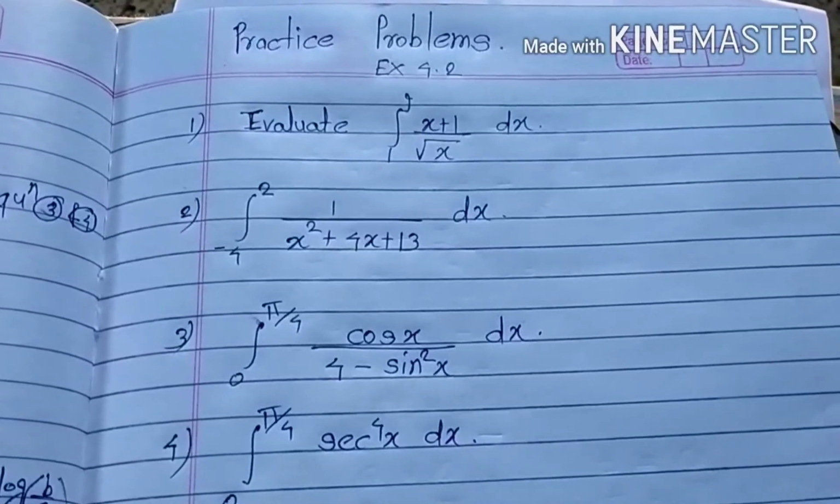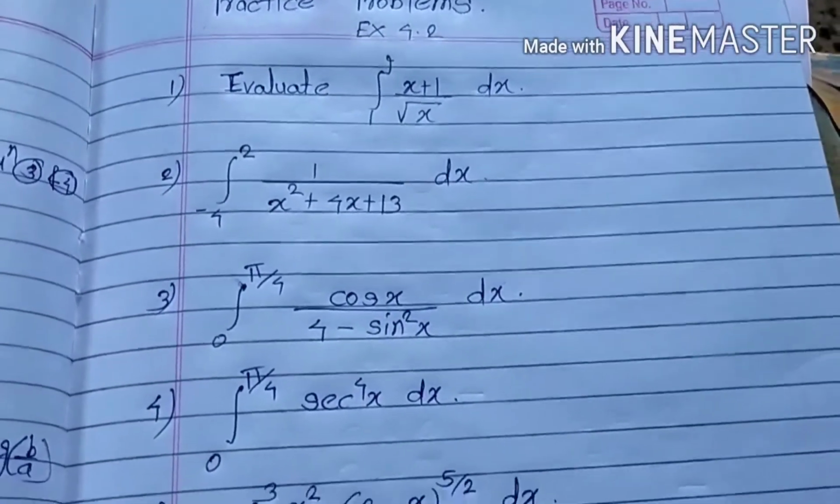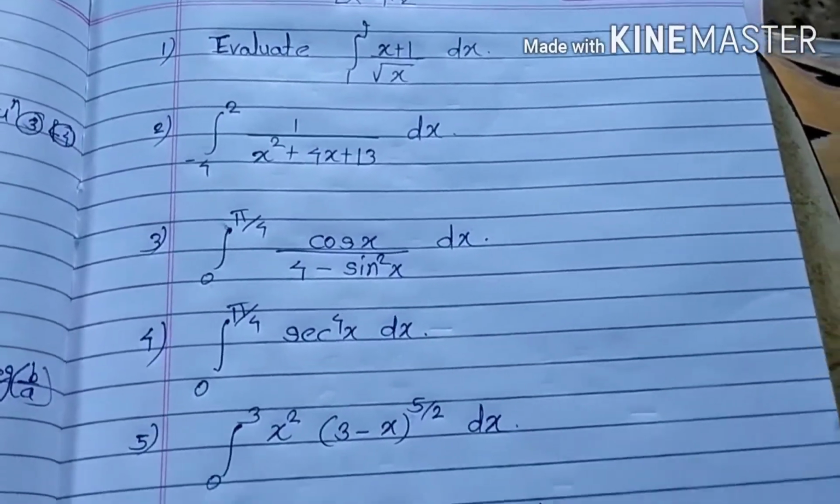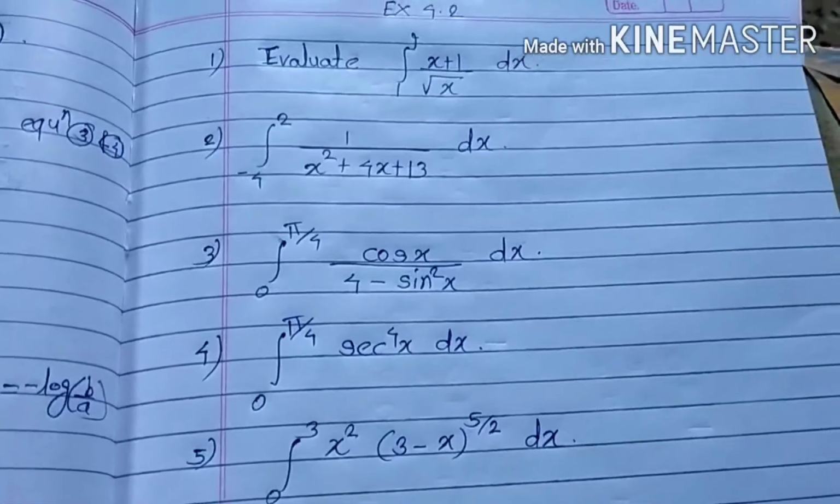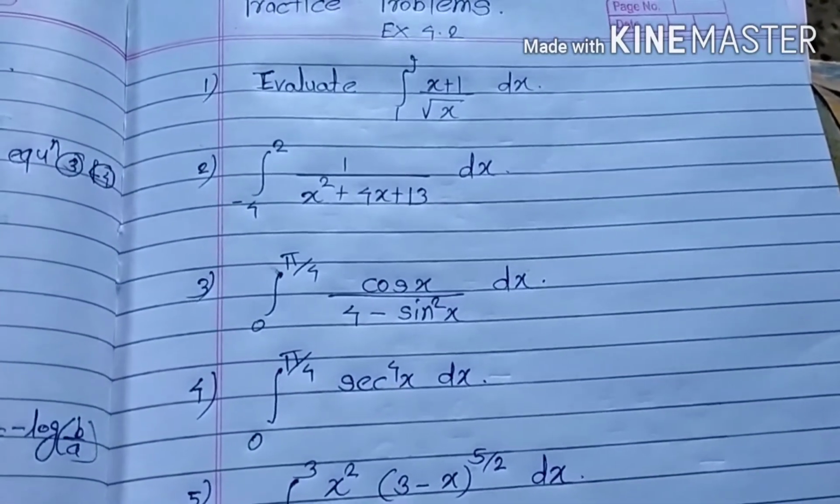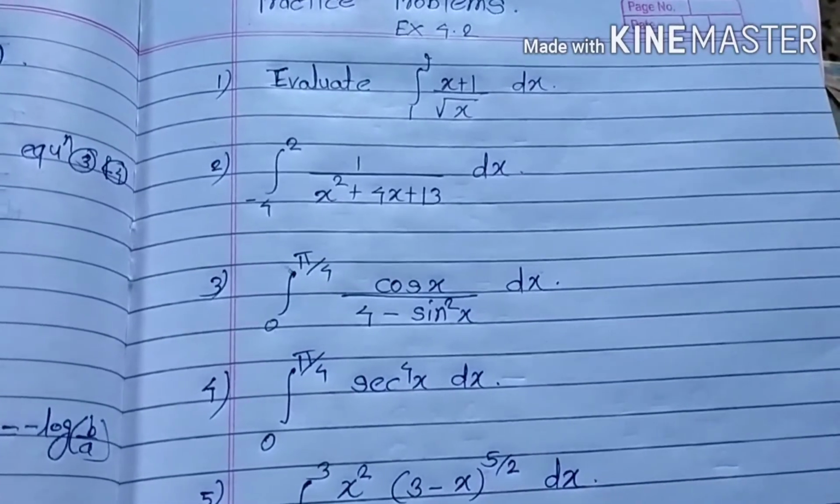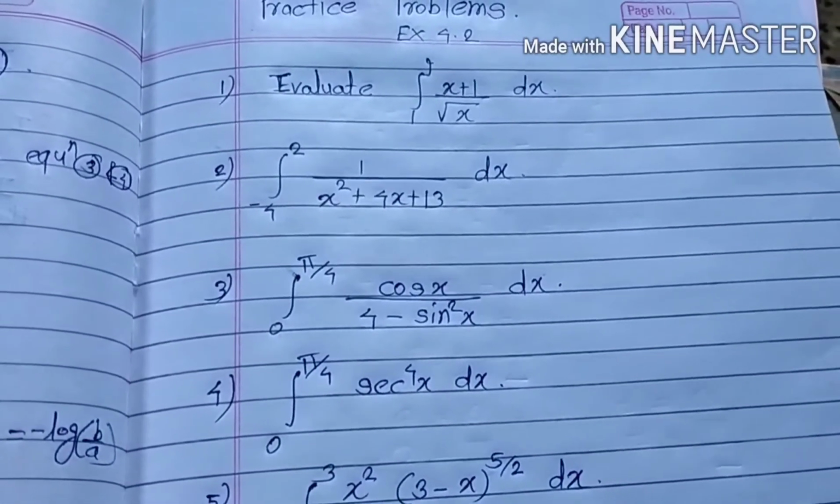There are some practice problems from exercise 4.2. There are 6 problems which you have to solve. In this way we complete our chapter, definite integration, and tomorrow we start a new chapter, application of definite integration.